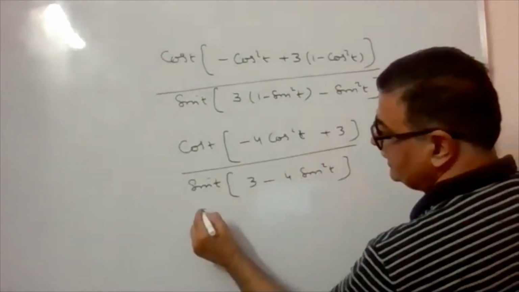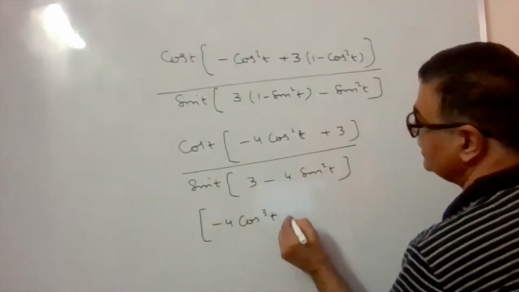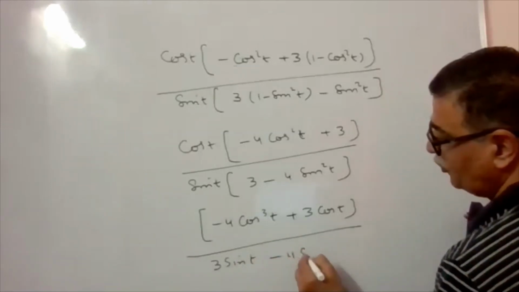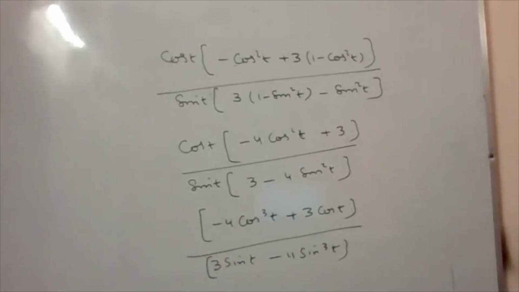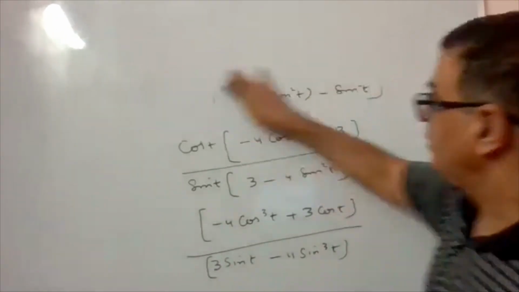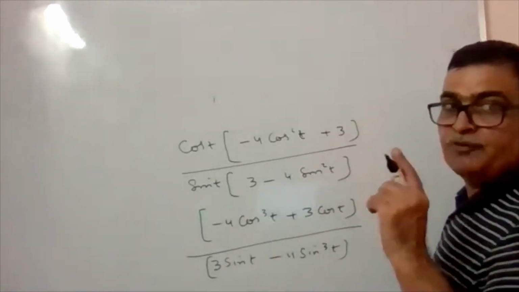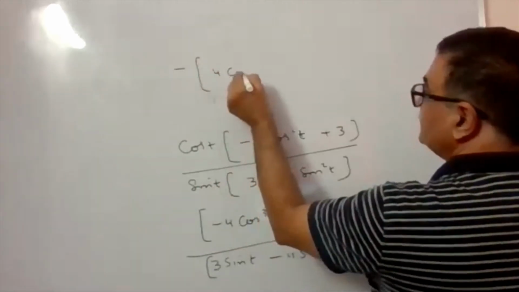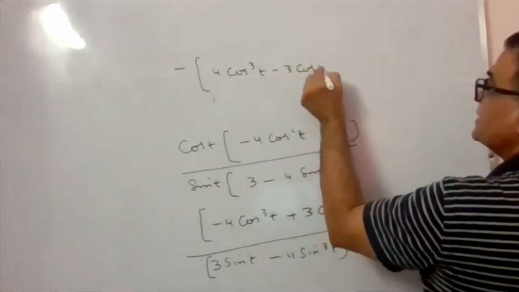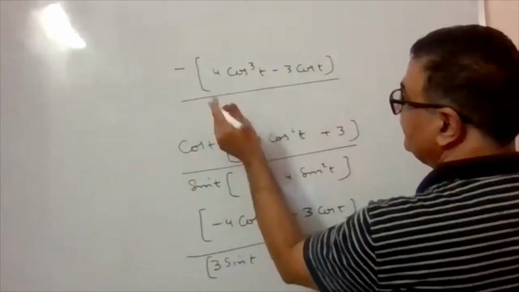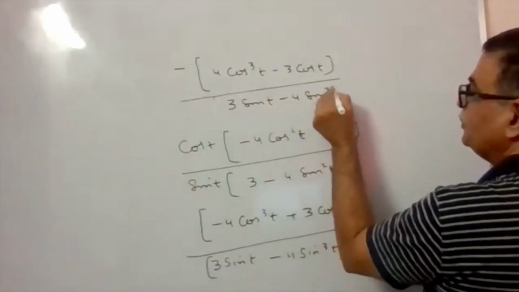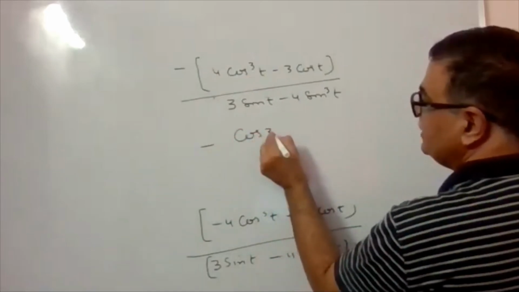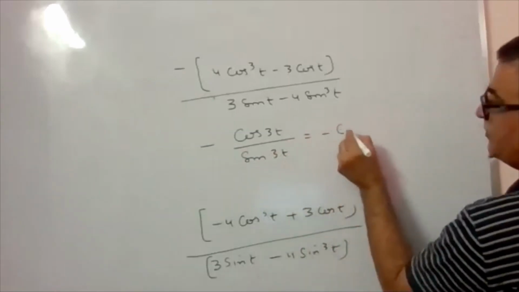Now we will multiply this cos t inside. So it will come out to be minus 4 cos cube t plus 3 cos of t. And denominator will be 3 sin of t minus 4 sin cube of t. Now you have to take minus common from here because the cos 3 theta formula is 4 cos cube theta minus 3 cos theta. So I'll take minus common. Left is 4 cos cube t minus 3 cos t. And denominator is already there. It is the formula 3 sin t minus 4 sin cube t. Now when you solve it, what will come? Minus, it will be cos 3t. Here it will come sin 3t. So the answer comes out to be minus cot 3t.